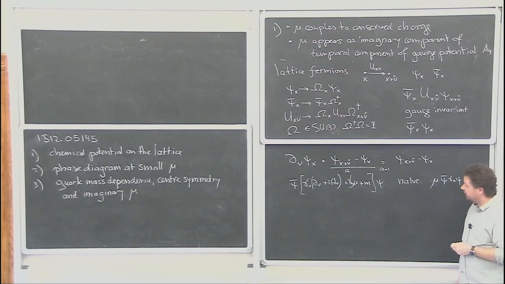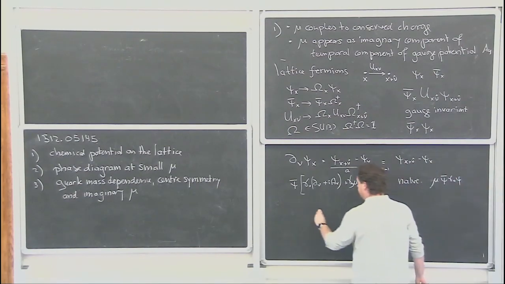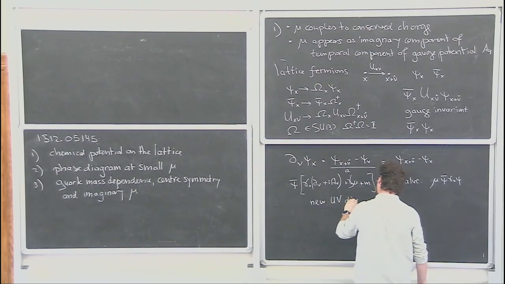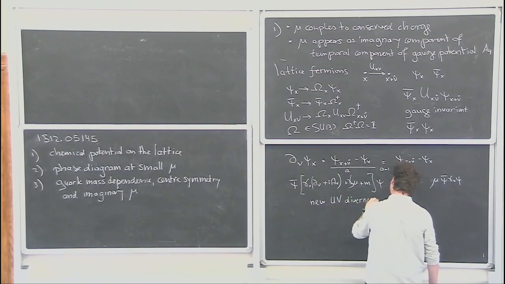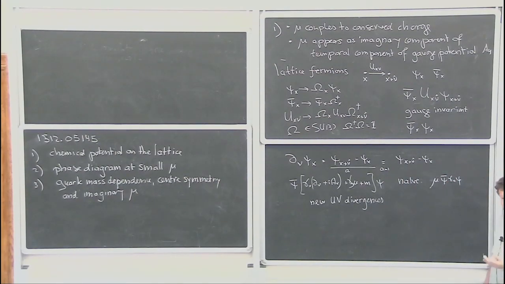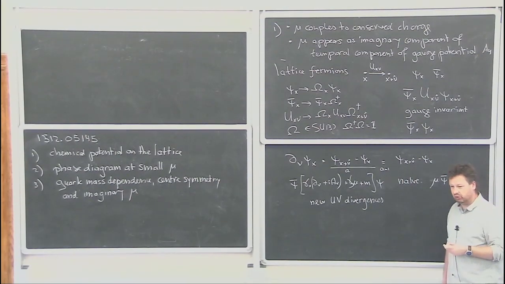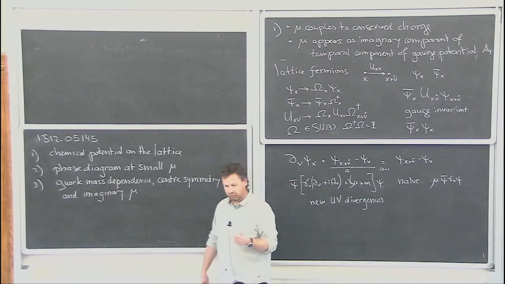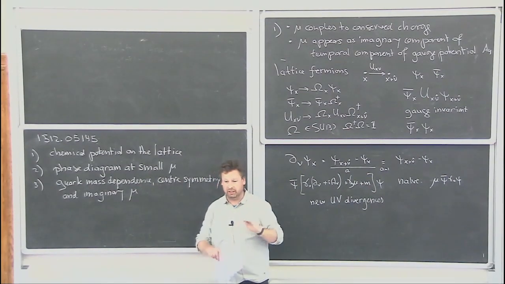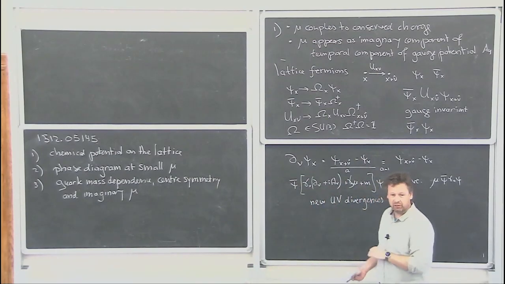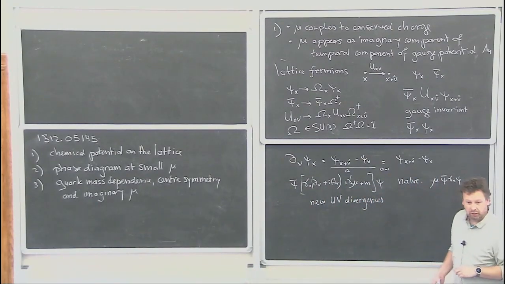And how can you see it doesn't work? You get new ultraviolet divergences when you just look at perturbation theory. And you don't expect that. You don't expect ultraviolet divergences once you introduce a chemical potential, because the ultraviolet divergences are determined by the physics at short distances, and that should be the same whether you're at zero temperature or at finite temperature, or at zero chemical potential or finite chemical potential.